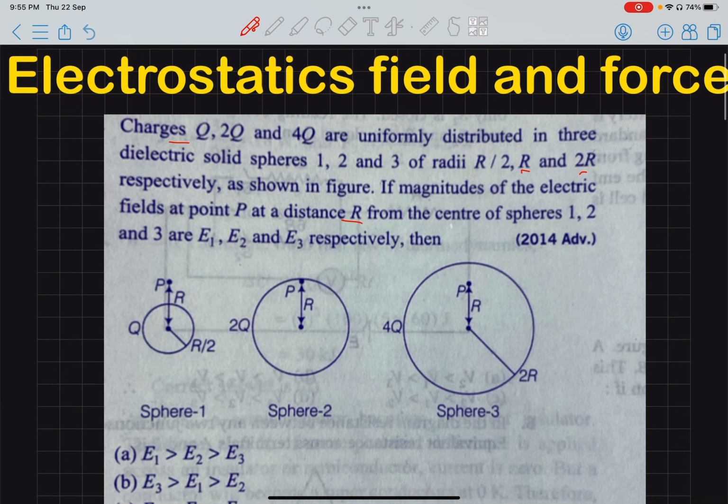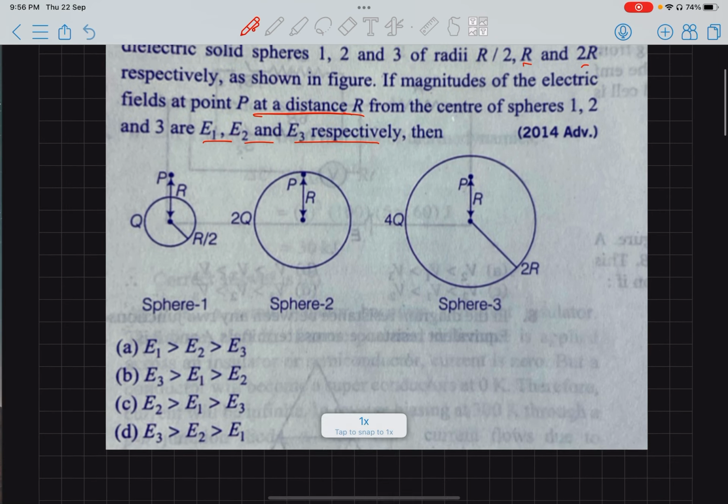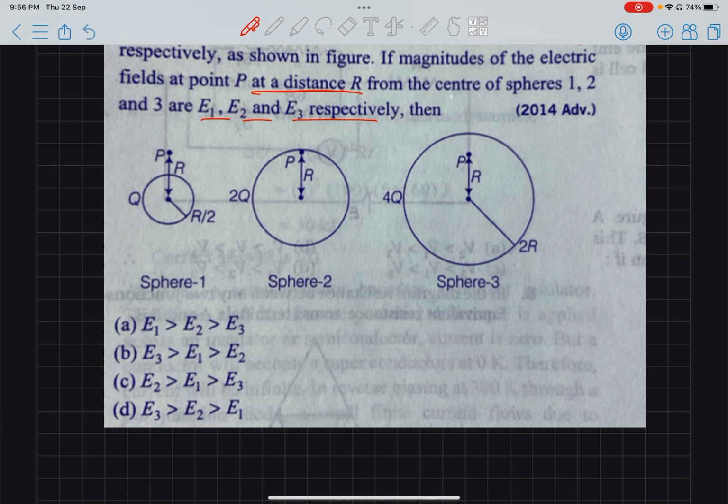So the first problem is: charges Q, 2Q, 4Q are uniformly distributed in three dielectric solid spheres 1, 2, 3 of radii r, 2r and 2r respectively. If the magnitudes of electric field at point P at a distance r from the center of spheres 1, 2, 3 are E1, E2 and E3 respectively, then four options are there and we have to choose the correct option. So the first option is E1 greater than E2 greater than E3 and so on.